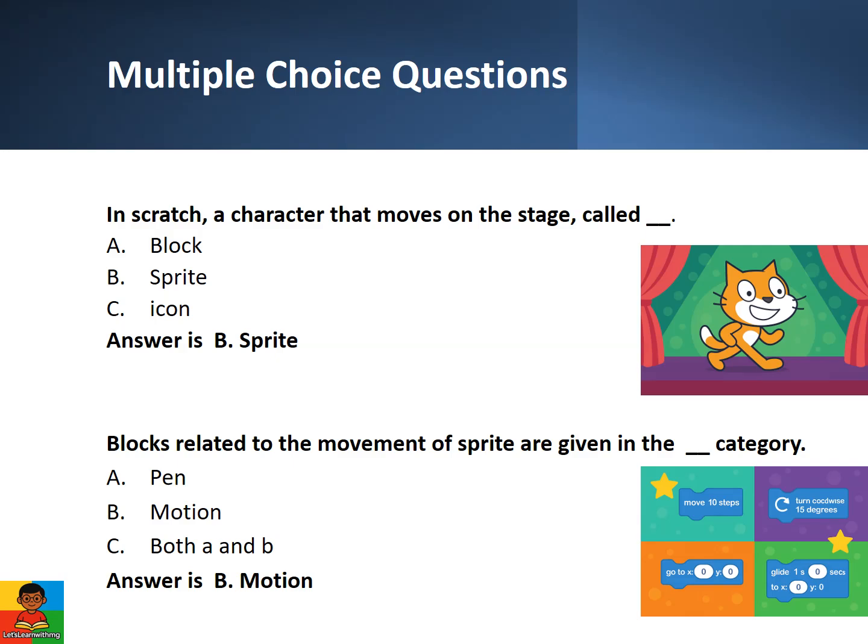Next, blocks related to the movement of sprite are given in the blank category. Options: A. Pen, B. Motion, C. Both A and B. The correct answer is B. Motion.